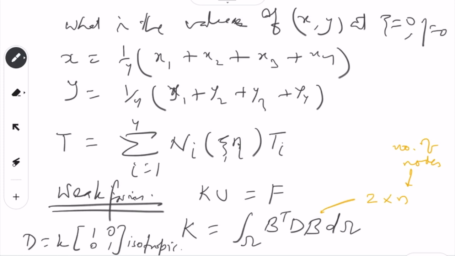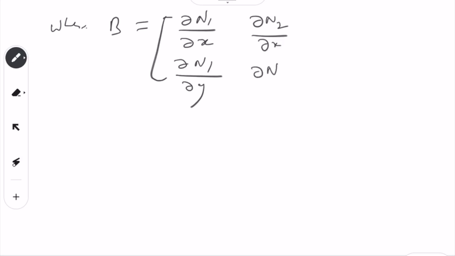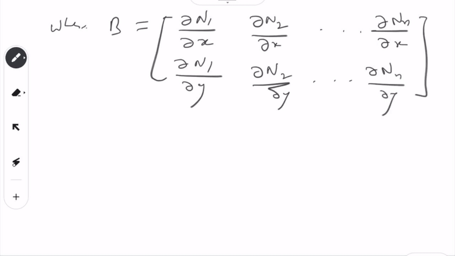Okay, so what is B here? We have seen that this is 2 by n, and here this means del N1 over del x and del N1 over del y, and so on, del N2 over del x, del N2 over del y, and so on till N. So del N over del x, del N over del y. So this is like this. Now if we have to find out B, we have to find out this one. So what is the value of this?